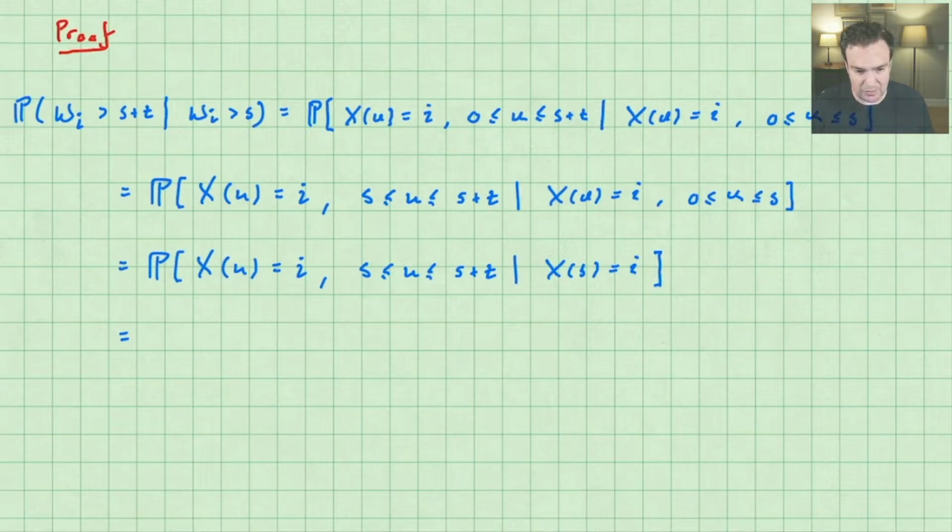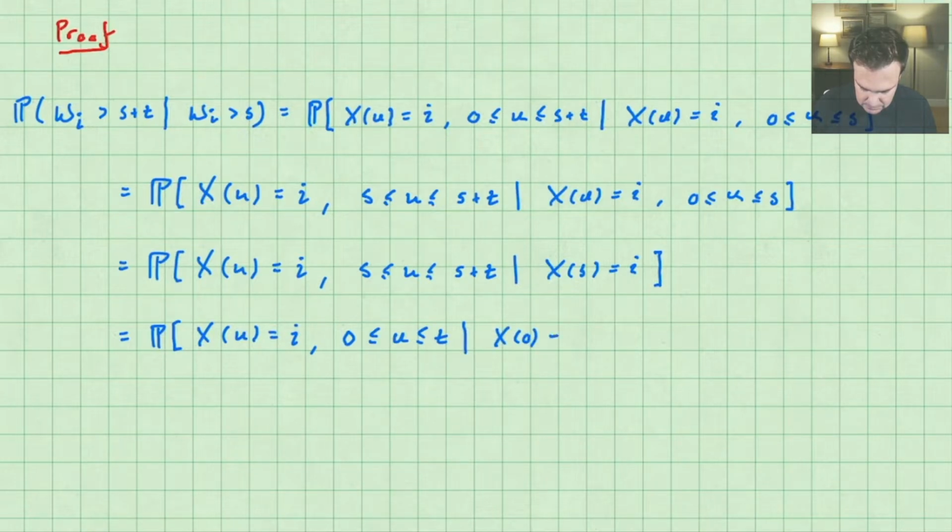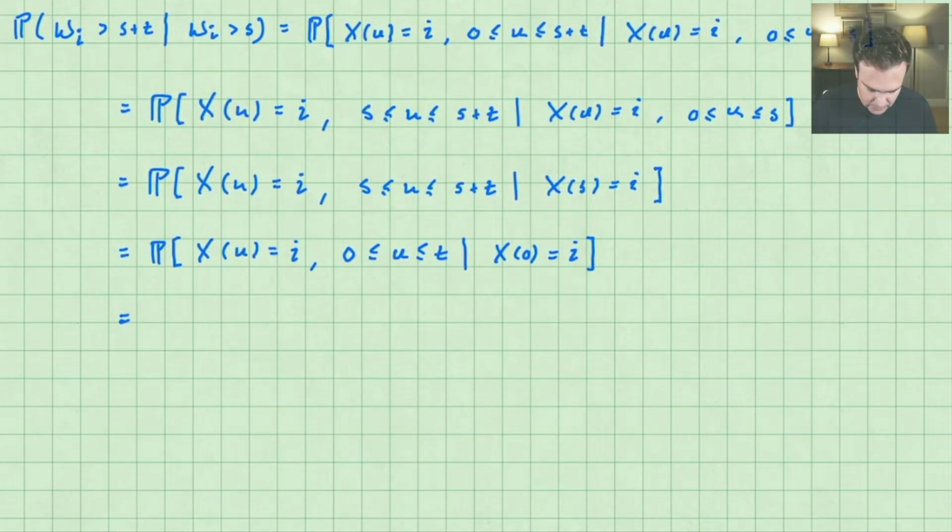And then we're going to use the homogeneous property. That says that s and t don't matter so much as the distance between the two, so we may as well just put s equals 0. That's perfectly fine. And so we get the thing we were trying to prove, that the sojourn time is greater than t. So that's our little proof for this.